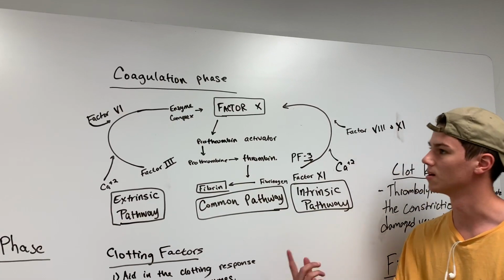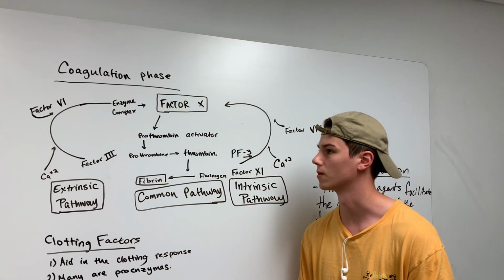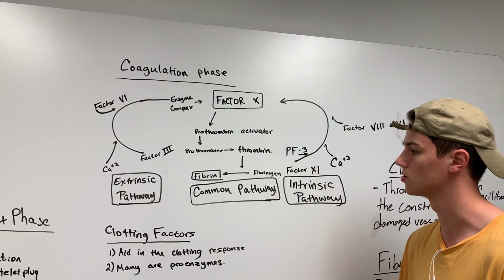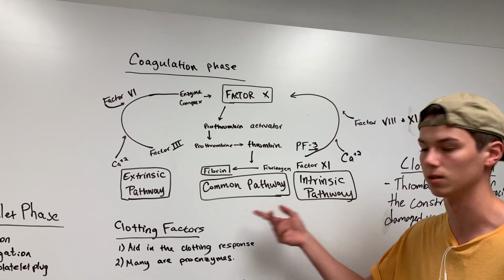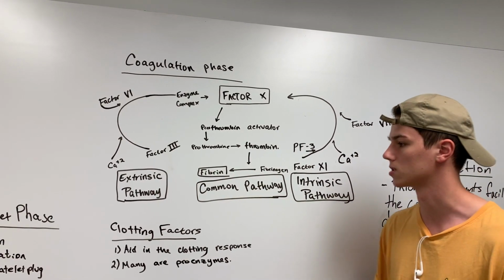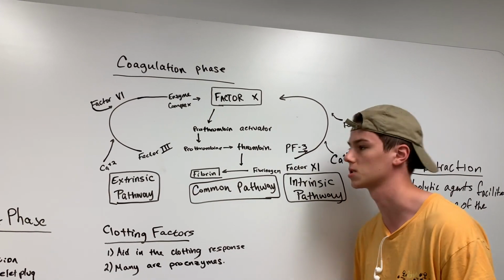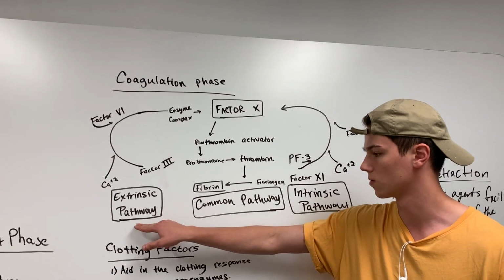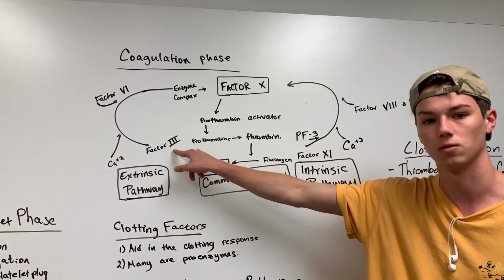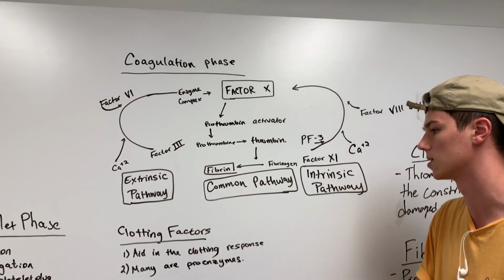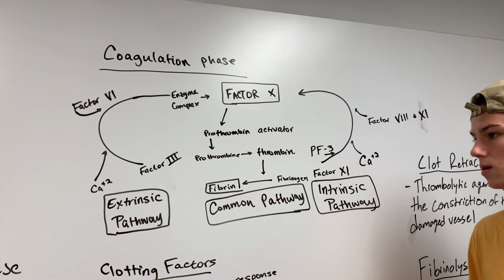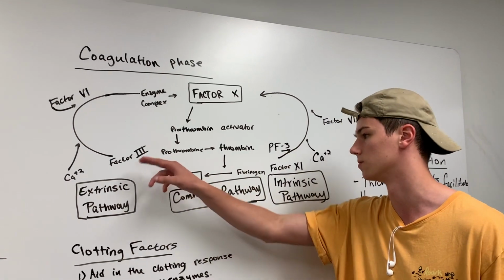All right, so next is the coagulation phase. This kind of occurs about 30 seconds after the injury has started. There are two pathways that all lead to the common pathway, and it's quite a complex form of events. So the extrinsic pathway is going to begin with factor 3. The extrinsic pathway begins outside or external of the bloodstream or blood vessels.